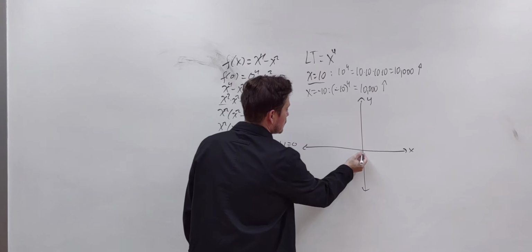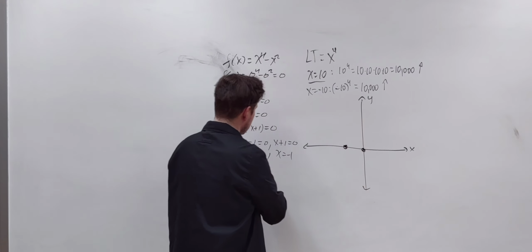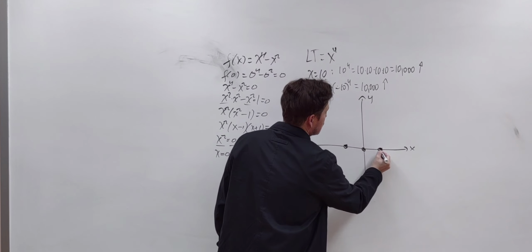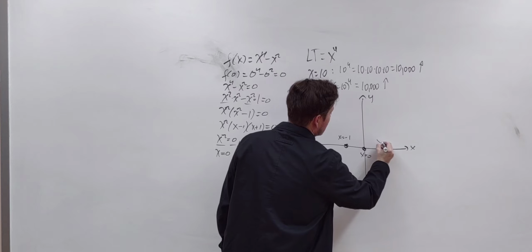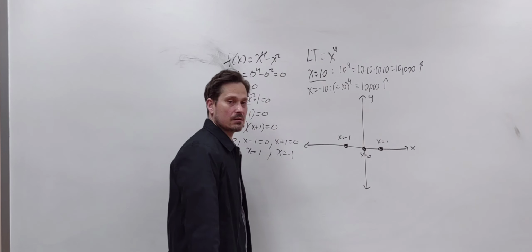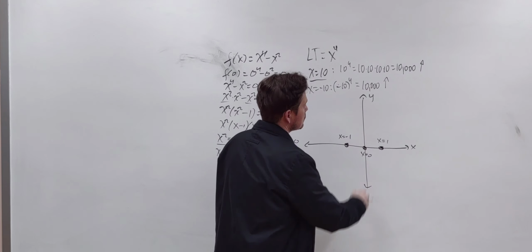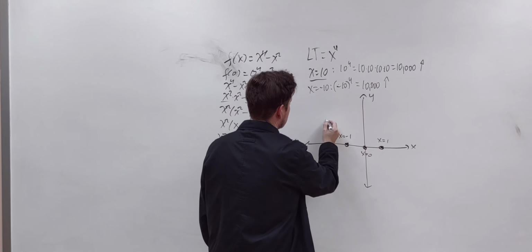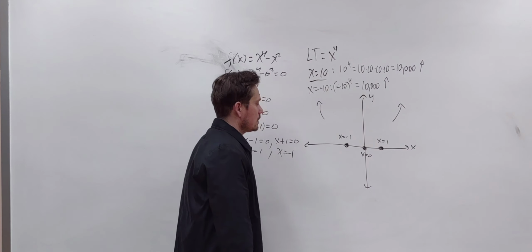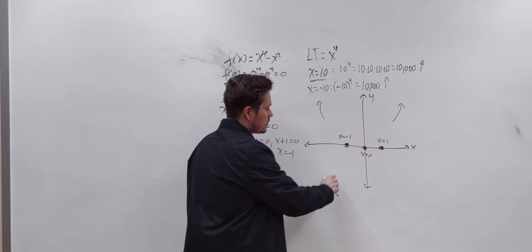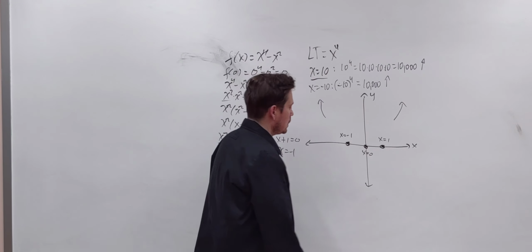So 0 is a root. Negative 1 is a root. And then positive 1 is a root. So x equals negative 1, x equals 0, x equals positive 1. We've got our roots. Good. Mark the end behavior. On both sides, the end behavior is up. So you're going to have this going on, and you're going to have this going on right here. Now we just have to understand what happens between negative 1 and 0 and between 0 and 1.